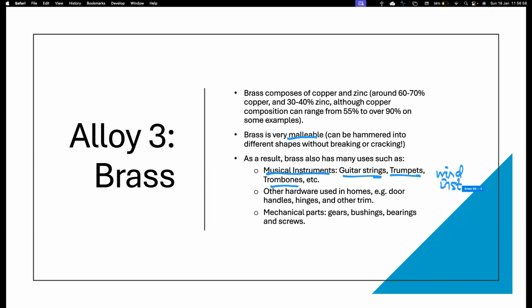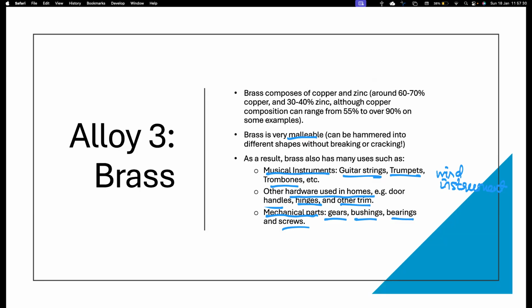Then we've got other hardware that we have in homes, such as door handles, hinges, and other trim. Obviously the mechanical industry is also served well. We've got gears, bushings, bearings, screws, and hinges as well. These are very useful in most industries. So brass is a very useful alloy.